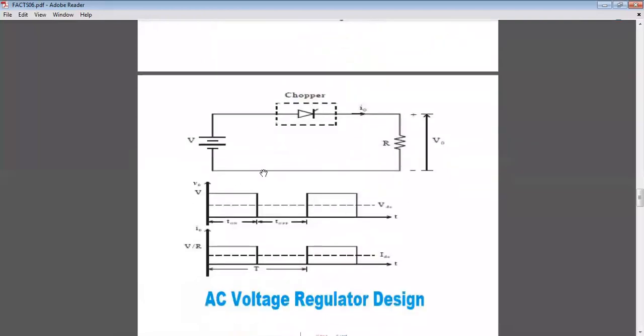And the third application is simply the chopper, where fixed DC is converted to variable DC. This is called the duty cycle, that is T on by T on plus T off. By varying the on time, you can vary the DC voltage. So you get a variable DC voltage, and this DC chopper is used in speed control of DC motors and many other applications.